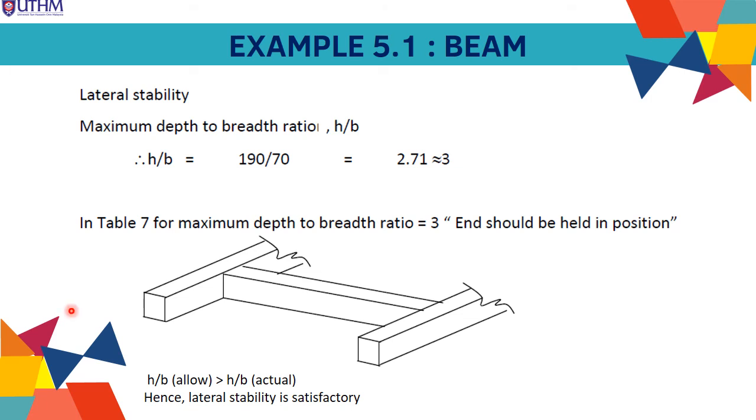Now we check lateral stability of our beam. We calculate actual depth to breadth ratio of our beam is 2.71. We refer to table 7 for maximum depth to breadth ratio from the condition where the end of the beam should be held in position like in this figure. The value from the table is 3. Now we compare our H over B allowed with the H over B actual. So H over B allowed should be more than H over B actual.